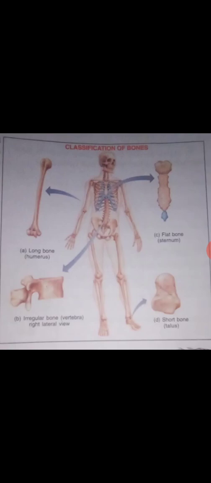Number 2, short bones. They are short in size and cube shaped. They are found in our wrist and phalanges. Number 3 is flat bones. Flat bones have a broad surface, mostly protect our organs and give attachment to muscles, like the sacrum and scapula. Next one is irregular bones. These bones have irregular shapes like vertebrae, skull, etc.